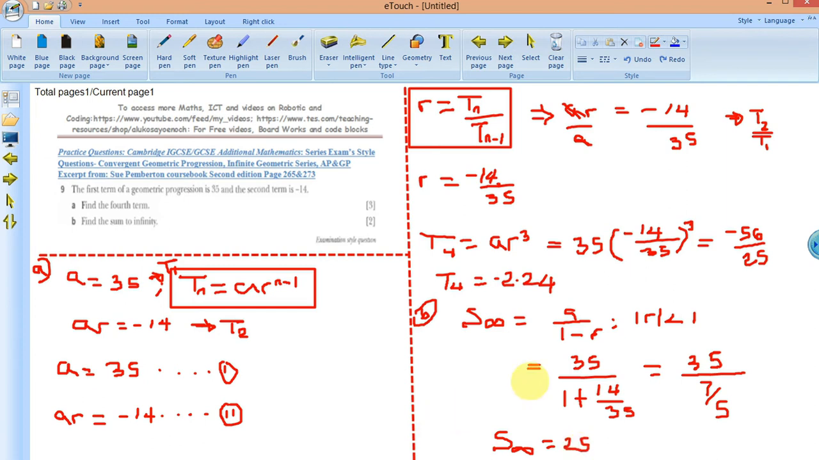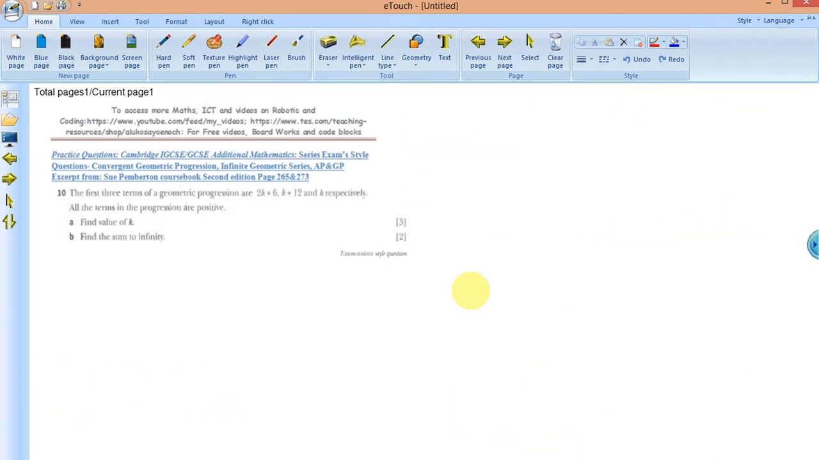Okay guys, let's go to the next question. Here is the next question. The first three terms of a geometric progression are 2k plus 6, k plus 12 and k respectively. All the terms in the progression are positive. Find the value of k, and b, find the sum to infinity. So why are we talking about infinite?